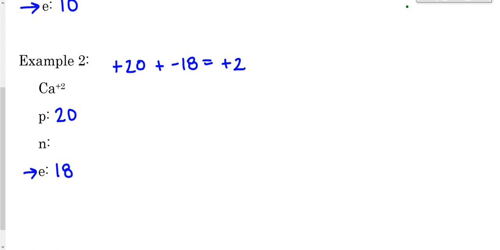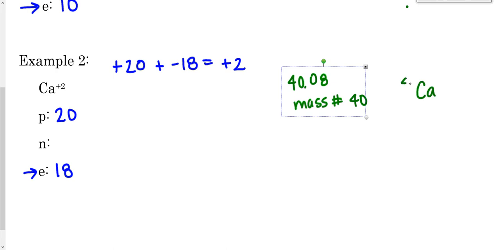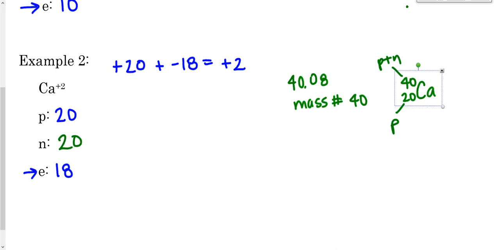So then my neutrons, just like I did with the nitrogen, calcium's atomic mass is 40.08. So my mass number would be 40 since I'm not told that. So that means I have calcium 40 and then 20 here. And remember that top number is your protons plus neutrons and the bottom is just protons. So 40 minus 20 gives me 20. And this one is a cation because it's positive. So those are ions, and that's how to determine how many protons, neutrons, and electrons there are in each.